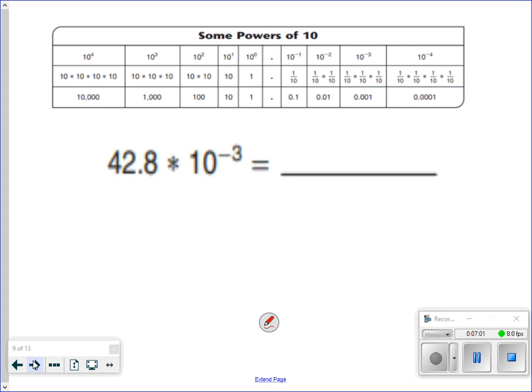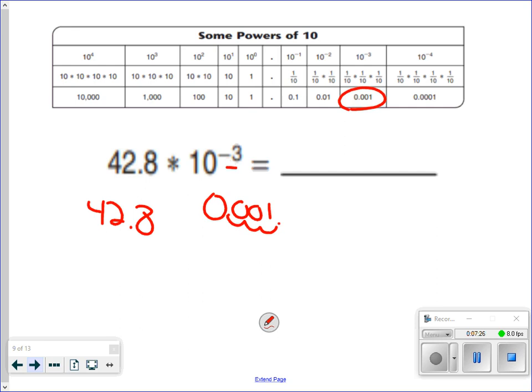Back to the negative numbers. 10 to the negative 3. Let's take a look here. Negative 3 is the same as saying 0.001. Okay. I have 42.8 times 10 to the negative 3 or times 0.001. How many numbers are after the decimal in 0.001? 1, 2, 3. There's 3 numbers.